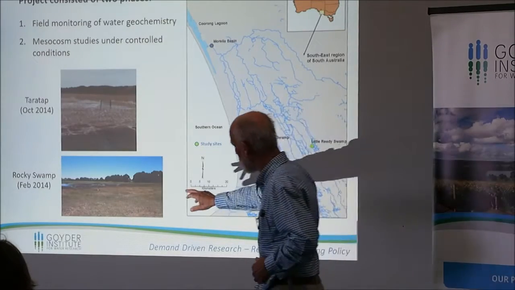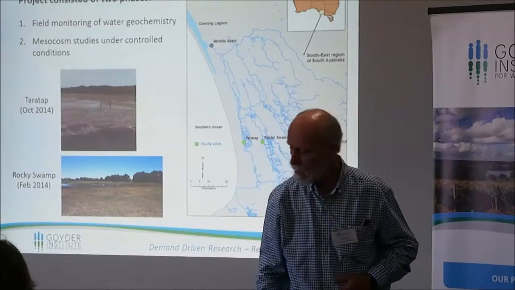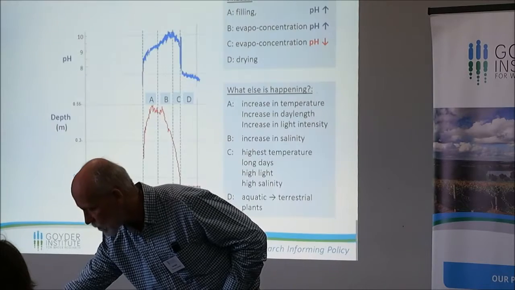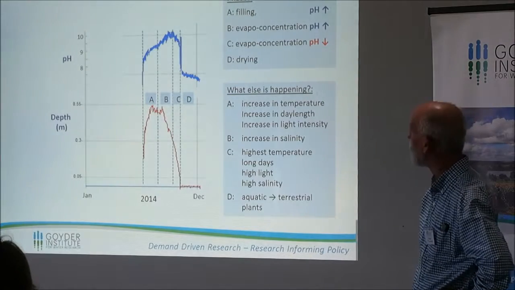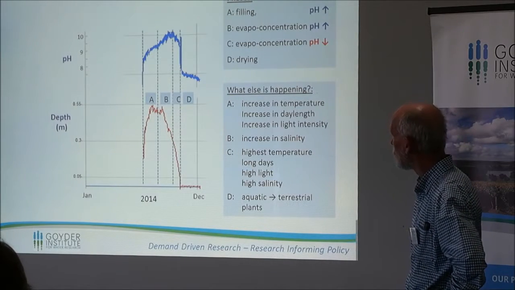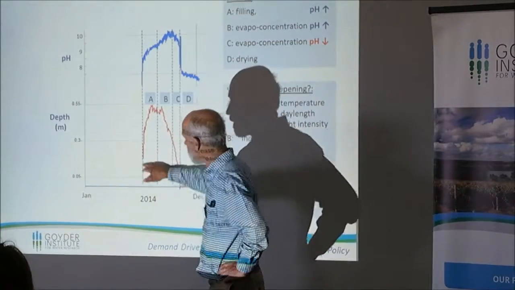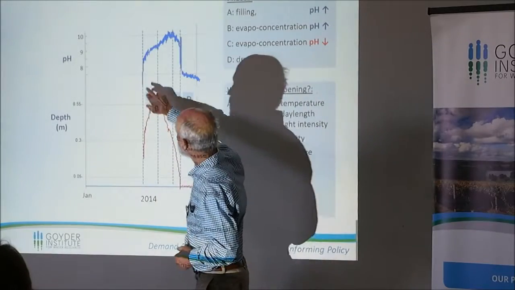Okay, so there's Rocky in 2014. It was wet, it had vegetation in it, but dried out soon afterwards. So let's just have a look at what happens in a typical year. This is Tarratap in 2014. Early in the year, it's dry and the water level is low. As we get the winter rains, it begins to fill.